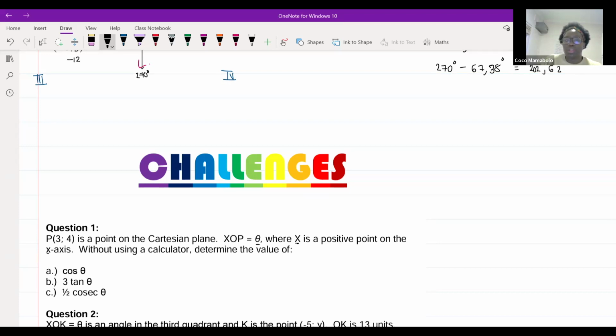First thing we're going to do is draw our own Cartesian plane. They haven't drawn it for us. I'm going to label the quadrants again. Remember, this is quadrant 1, quadrant 2, quadrant 3, and quadrant 4. Where would the point (3, 4) lie? In which quadrant? 1, 2, 3, or 4?